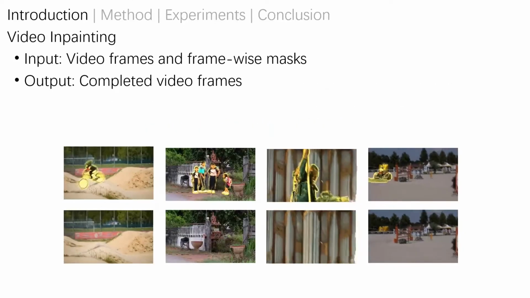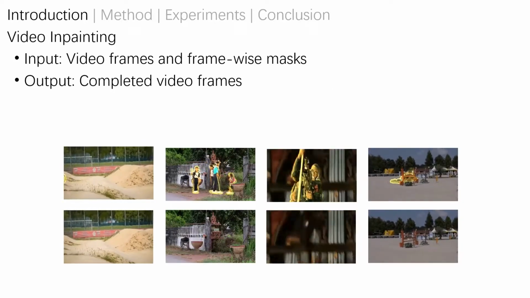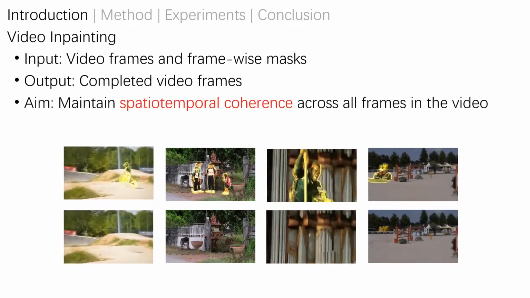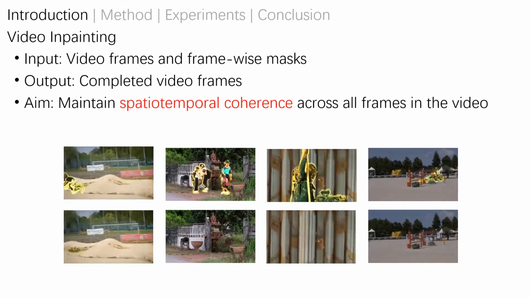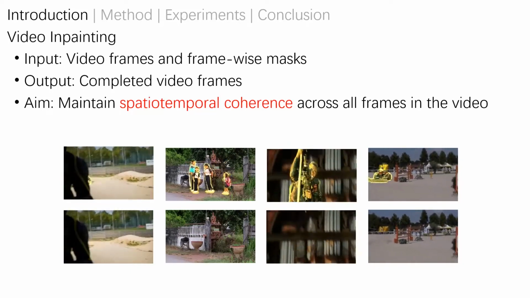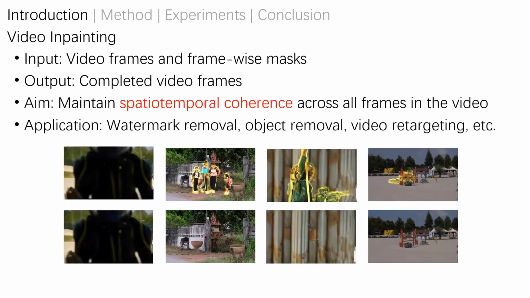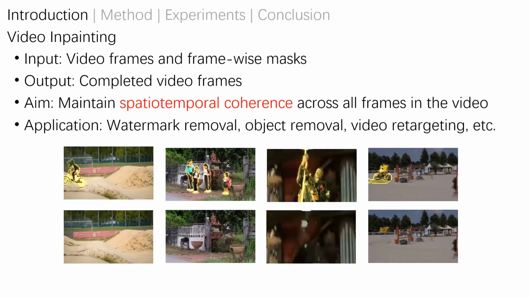Video inpainting requires a sequence of video frames and the corresponding frame-wise mask to indicate the regions we focus on. The aim of video inpainting is to achieve spatiotemporal coherence across the inpainted video frames, and the alteration should be as imperceptible as possible. Its applications include watermark removal, object removal and video retargeting, etc.